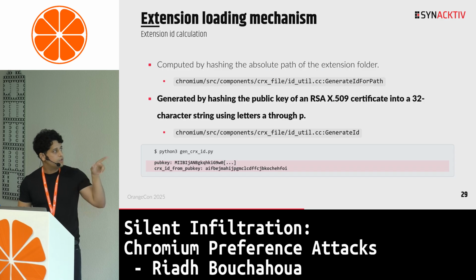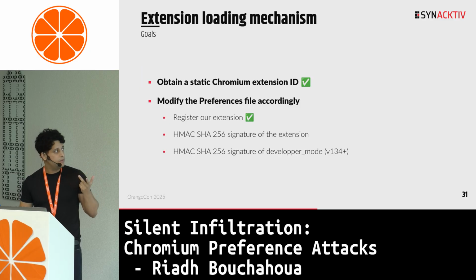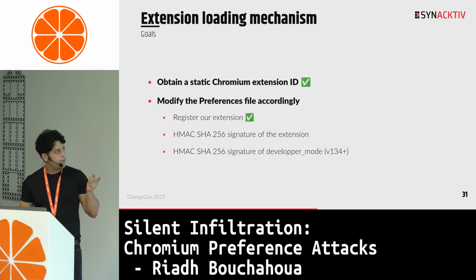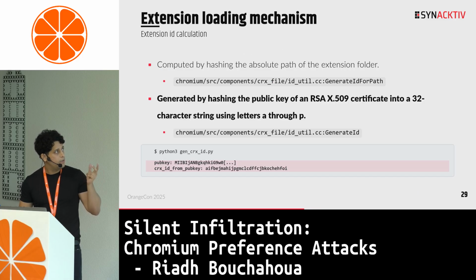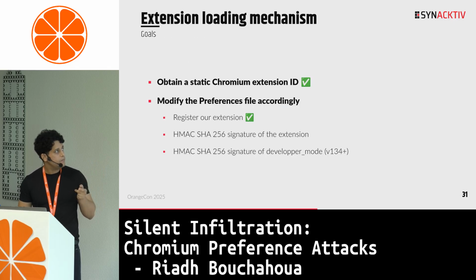Here I just generated a Chromium extension ID. I have the public key that I will add to the manifest file of my extension. And from that, I will show you in the next slide that we indeed have this Chromium extension ID. So now we have obtained a static Chromium extension ID. We need to sign our preference file.